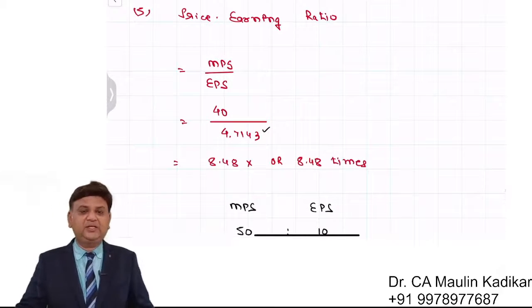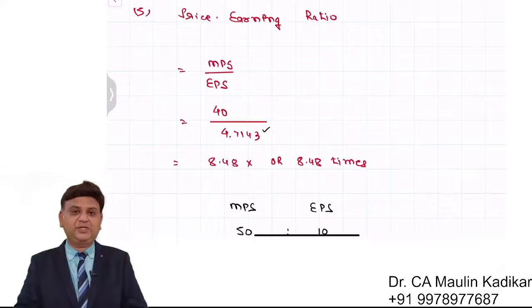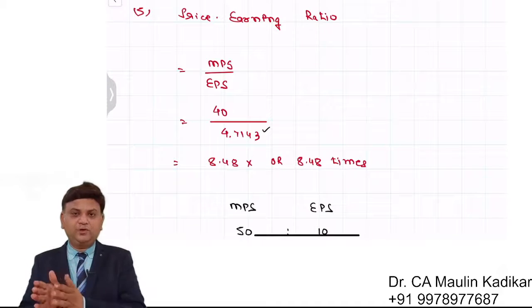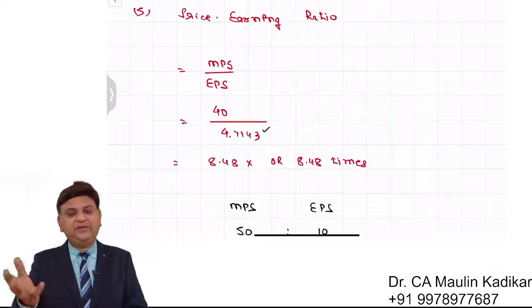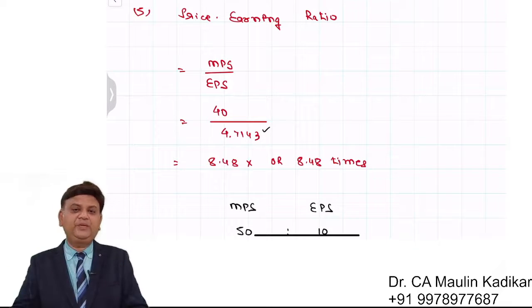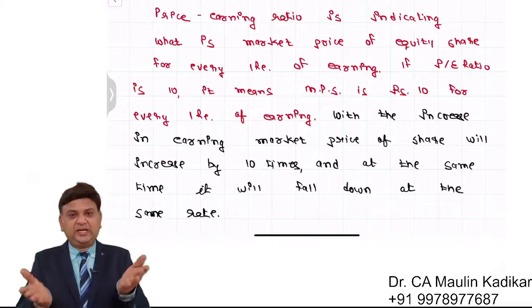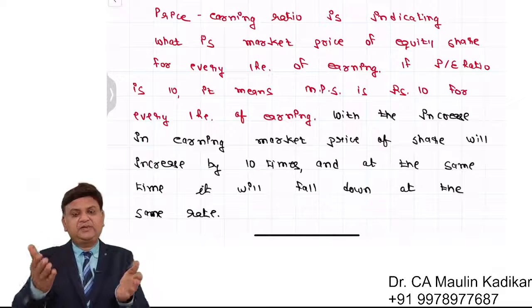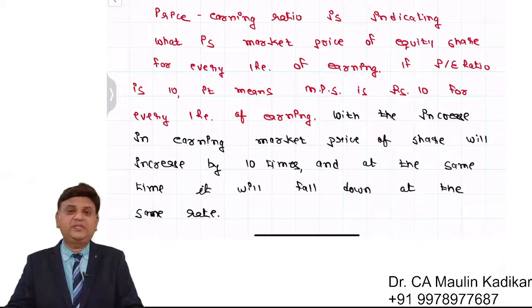Next is the price earning ratio. So what is the market price of the share for every 1 rupee of the earning per share? So for 4 rupees 71 paise of the earning, market price is 40. So for every 1 rupee of the earning, what would be the market price? It is 8.48 times. Price earning ratio is indicating the rate at which the market price of the equity share will fluctuate for every 1 rupee of the change in the earning.